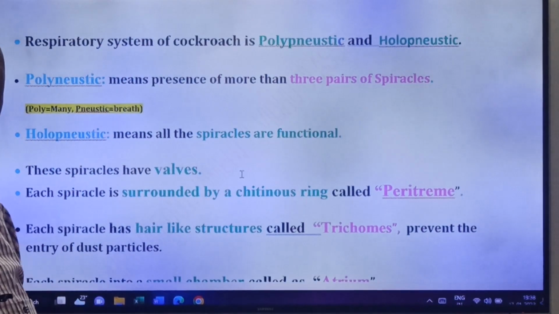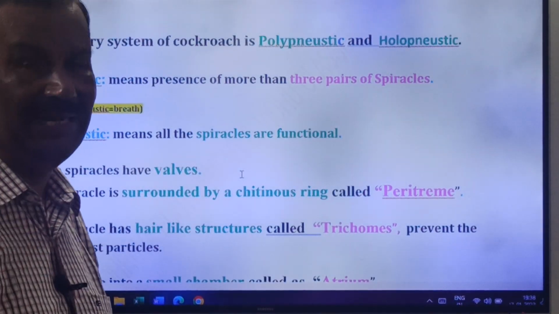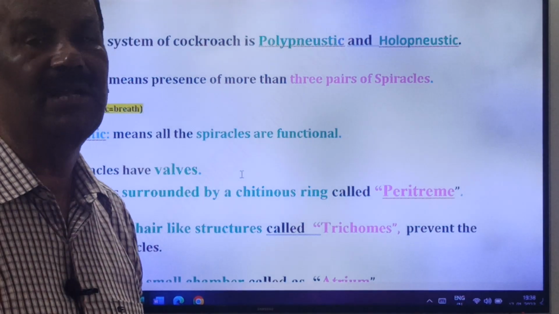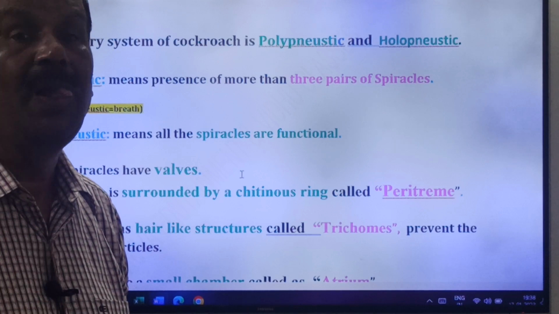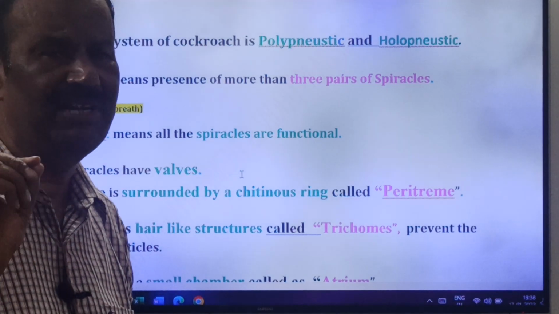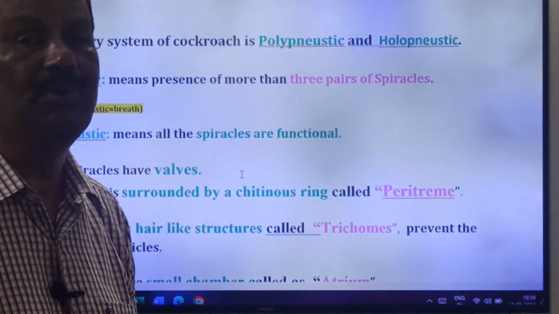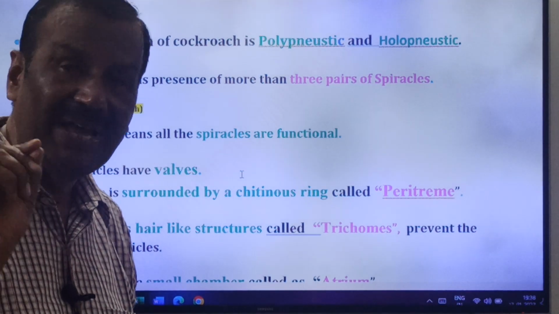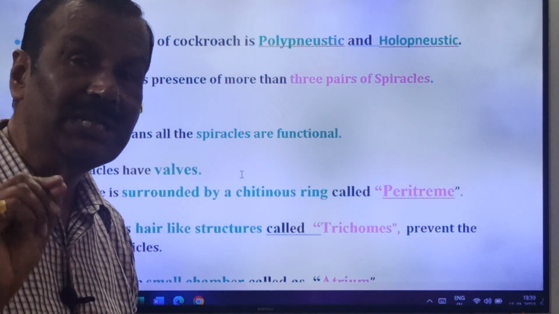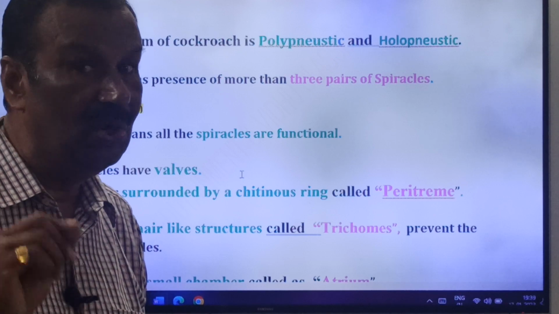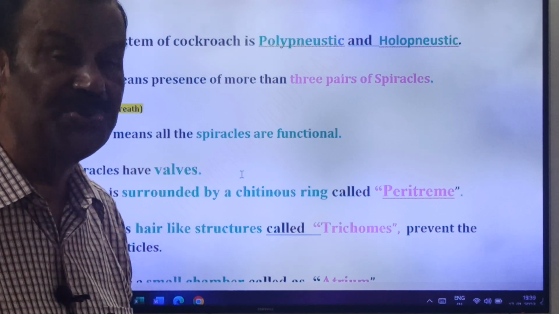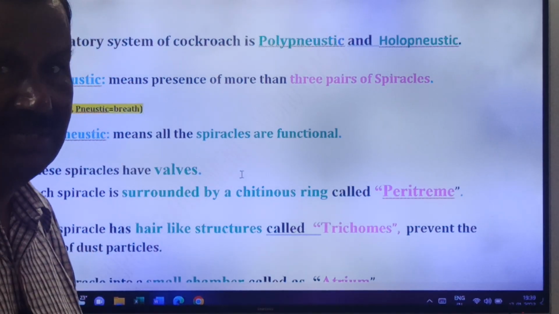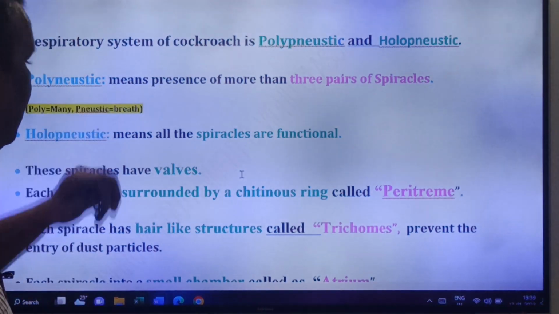All the spiracles are functional. So cockroach has 10 pairs of spiracles, 10 pairs of stigmata. These all are functional. If all the stigmata are functional, that condition is called as what friends? Holoneustic. Friends, very, very important definition. Very, very important 2 mark question. What is polyneustic? What is holoneustic? If an insect has more than 3 pairs of stigmata, more than 3 pairs of spiracles, that is polyneustic. If the spiracles of the insect all are functional, that is holoneustic.